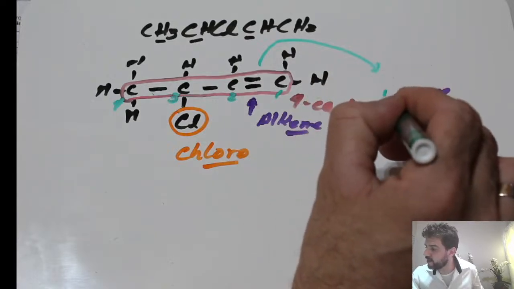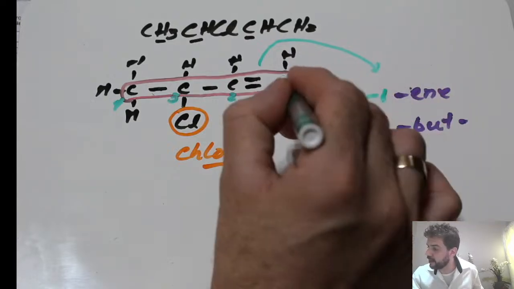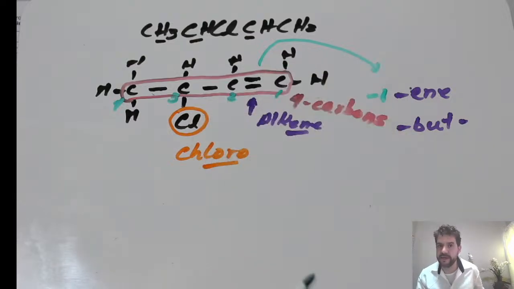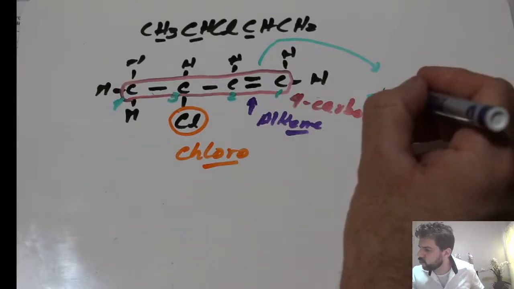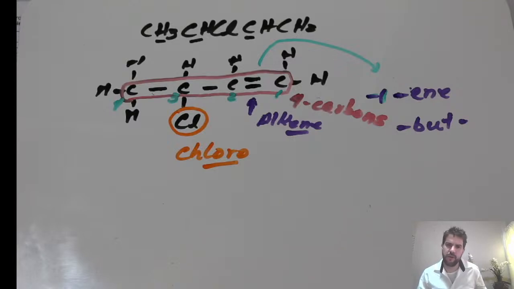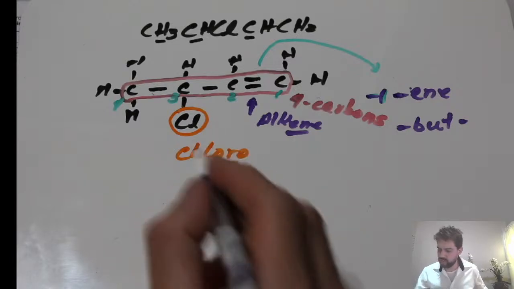That one is in the 1st carbon. You can see carbon 1, there is a double bond with that specific carbon. So it's going to be 1-ene. Right? So here we come in and it's 1-ene. There we go.